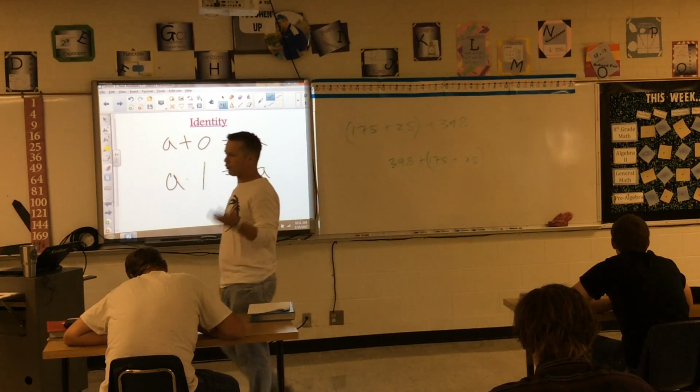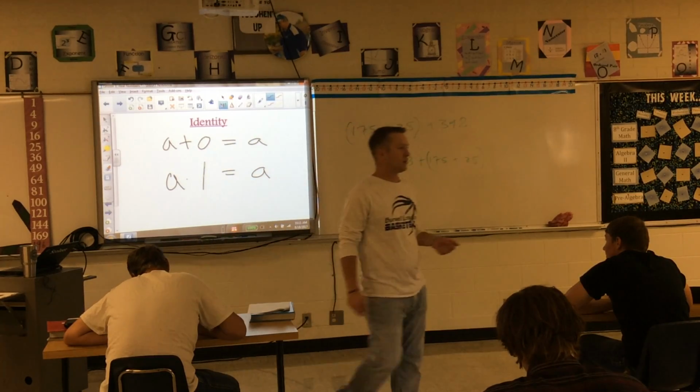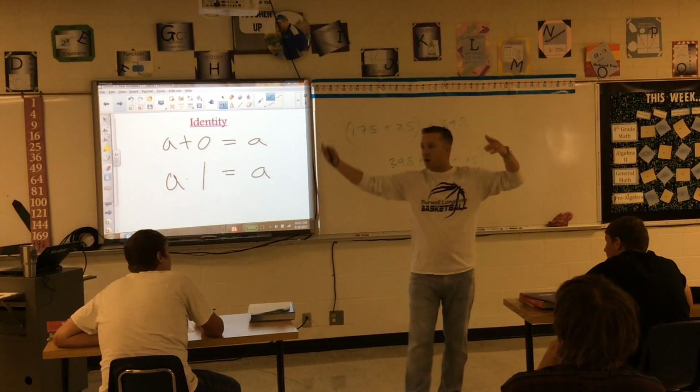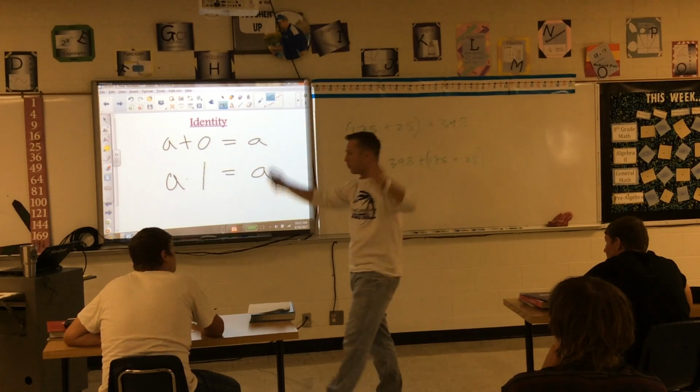The zero product property. Emily, what's zero product property? Yeah, you multiply it by 0. Zero product. Product means a multiplication answer. So 0 times anything is 0. That's what the zero product property is.